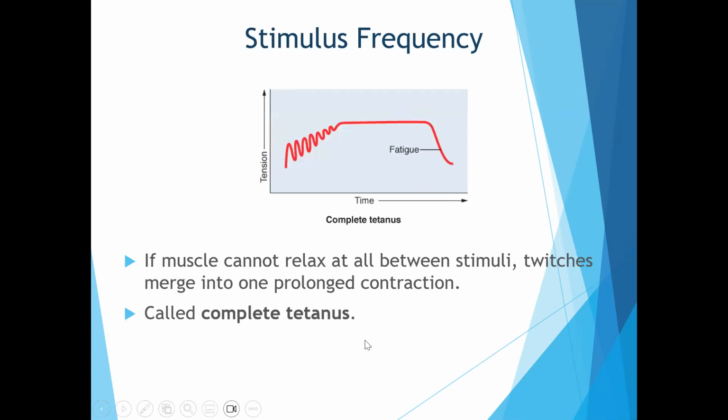And so you can also have complete tetanus, where the muscle fibers don't relax at all between stimuli. And so it just becomes one long contraction of the same strength or level. And so this is called complete tetanus. So the only difference between incomplete and complete is that in incomplete, each one gets stronger as it goes, and the muscle is at least relaxing a tiny bit. In complete tetanus, there's absolutely no relaxation between the stimuli.